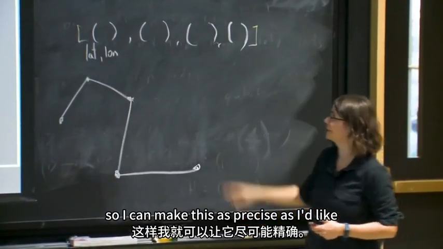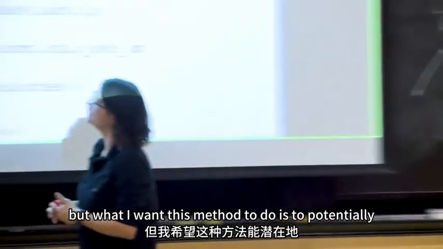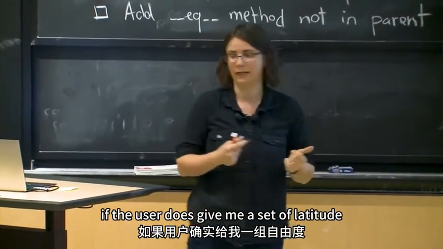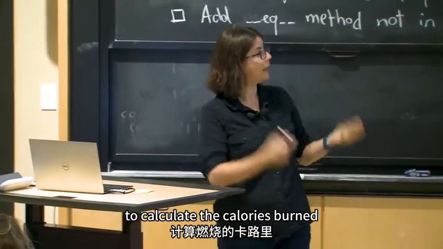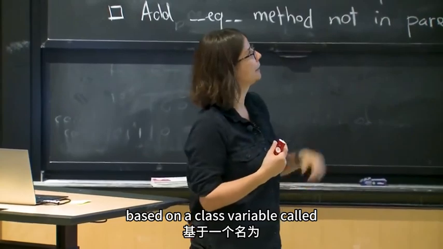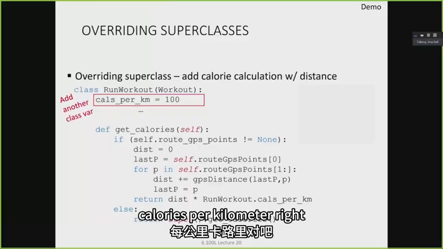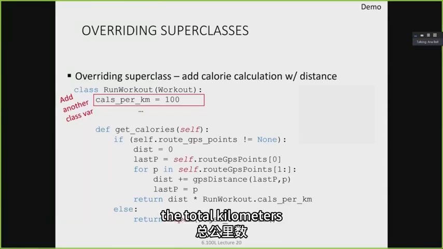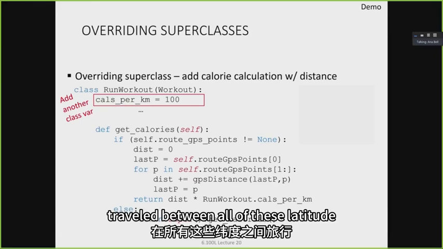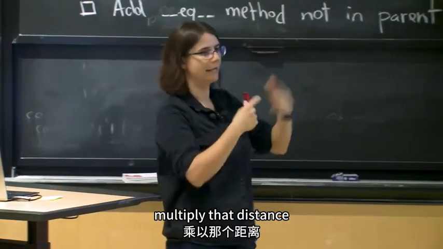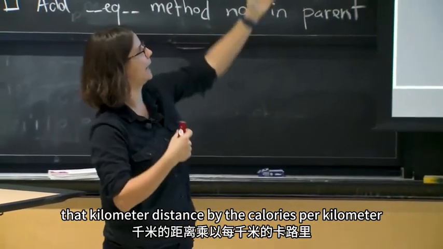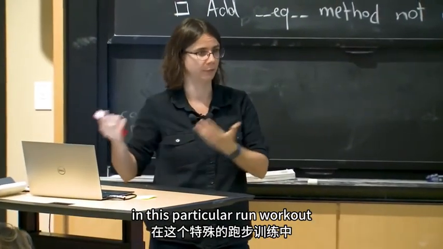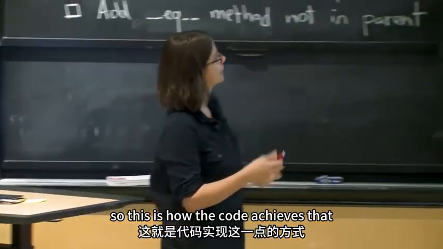So I can make this as precise as I'd like, but what I want this method to do is to potentially, if the user does give me a set of latitude, longitude points that they actually went through, to calculate the calories burned based on a class variable called calories per kilometer, right? So given a set of these points, what I'd like to do is to calculate the total kilometers traveled between all of these latitude, longitude points, multiply that distance, that kilometer distance, by the calories per kilometer, and use that as the estimate for the calories burned in this particular run workout. So this is how the code achieves that.